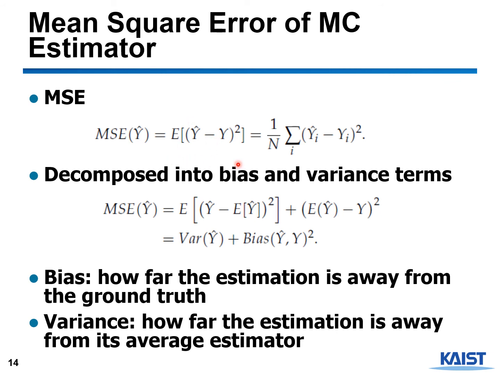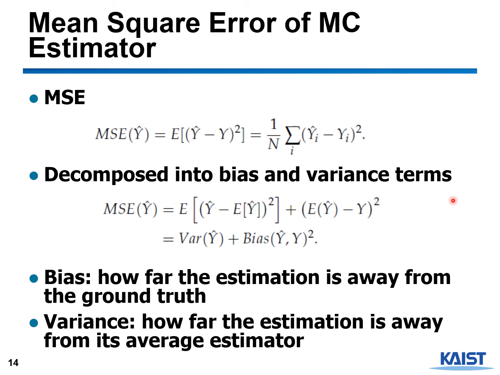So this can be shown as we take the n different samples, where i is the index of those n different samples. We take the square of their difference and take this average, 1 over n, and then MSE can be decomposed into the two terms, bias and variance.